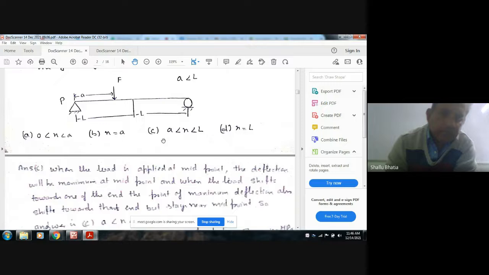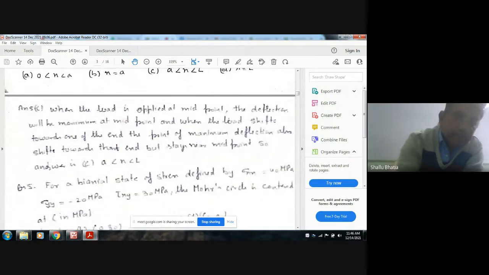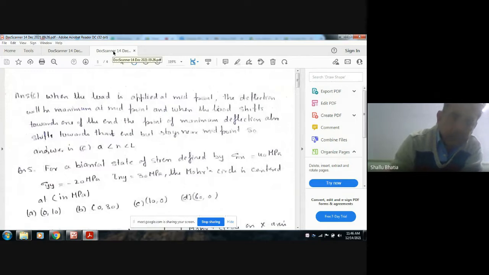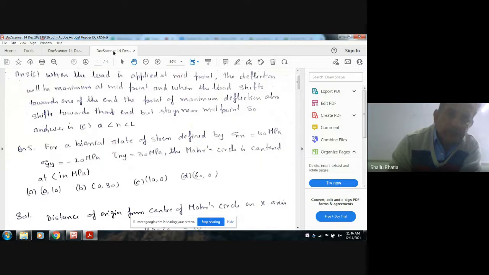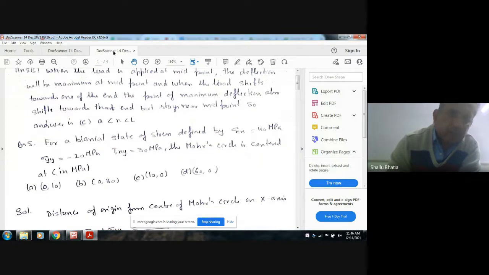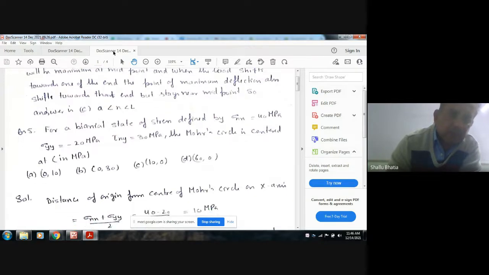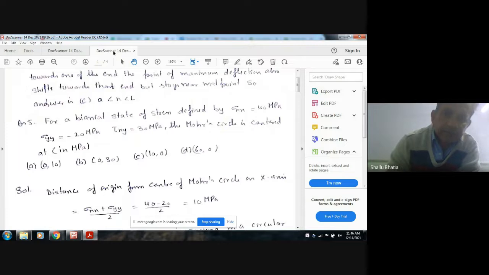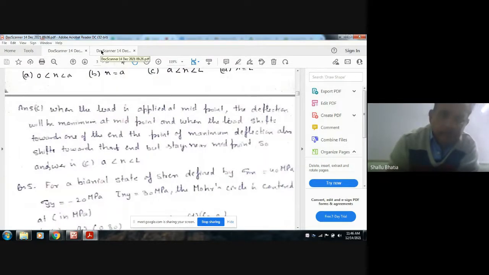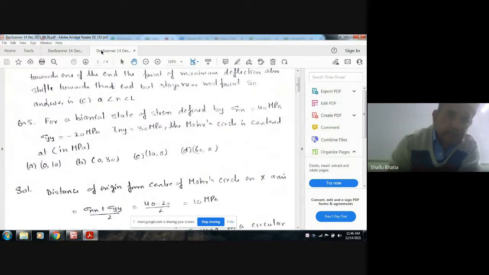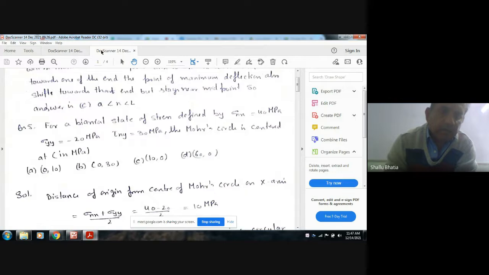So the answer will be option C. When the load is applied at the midpoint, the deflection will be maximum at the midpoint, and when the load shifts towards one of the ends, then the point of maximum deflection also shifts towards that end, but stays near the midpoint. So the answer is C.